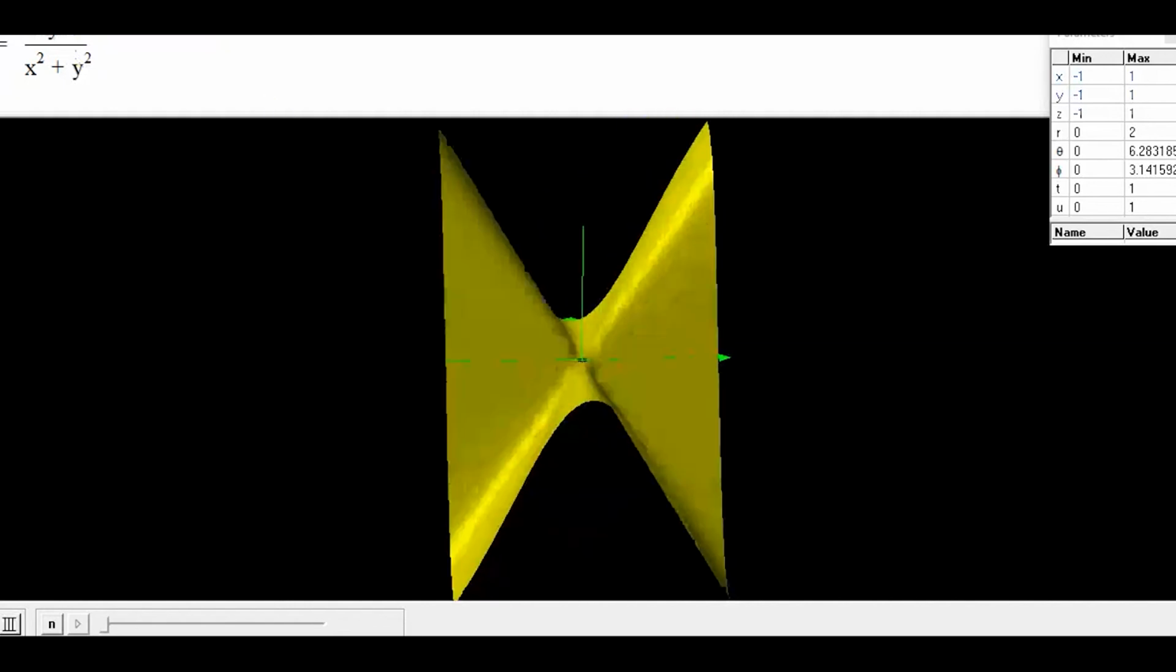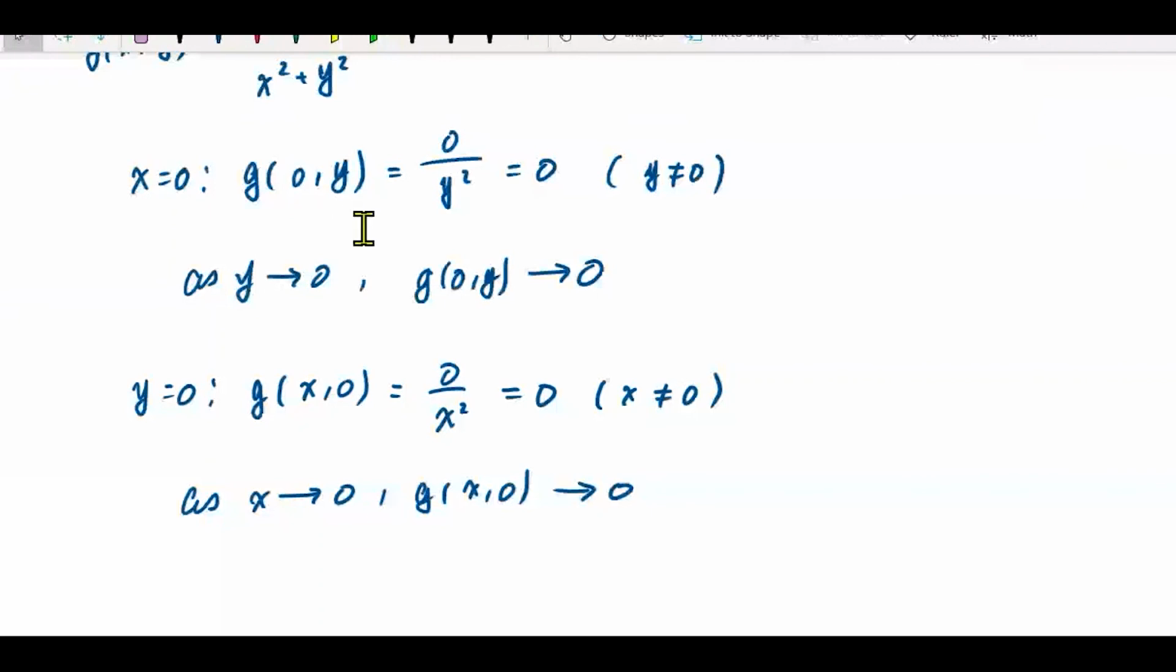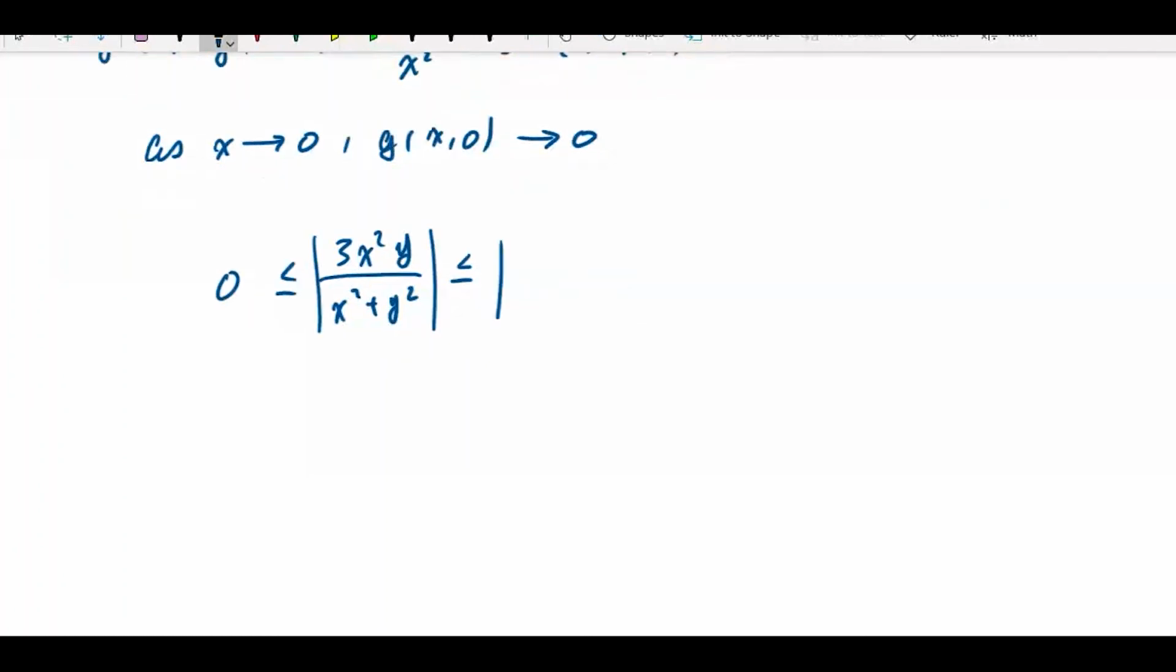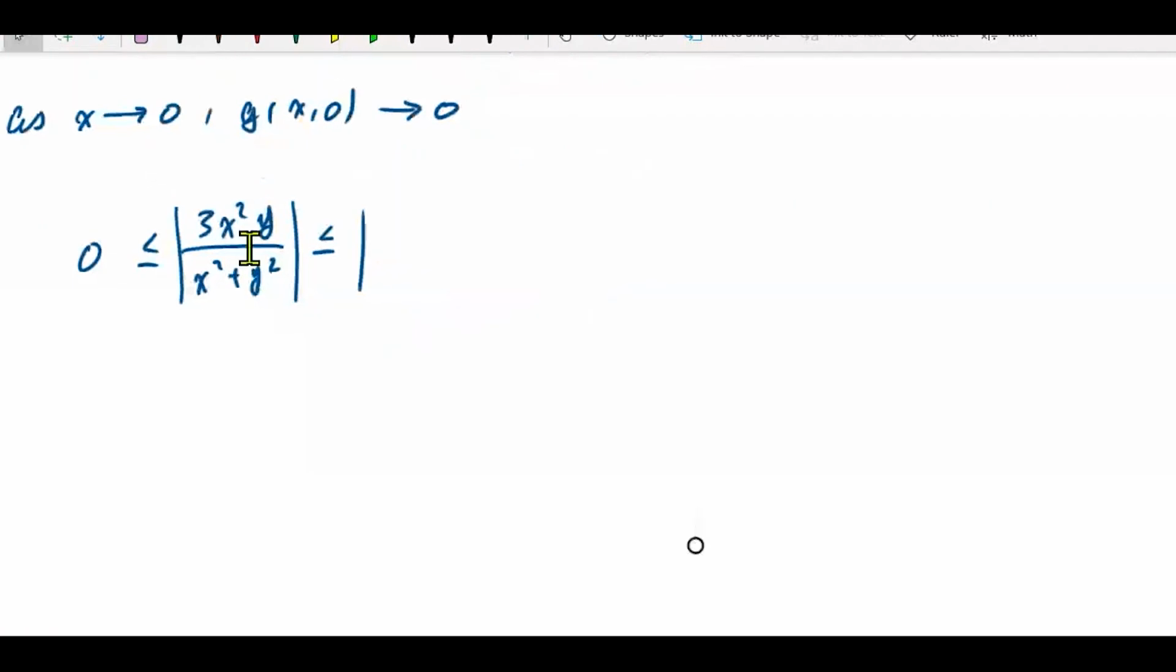But how can we show this? This is not good enough. Many people just do this on the test and say, no. Right? So there are 2 ways of doing it. One way is this. That function, which is 3x squared y over x squared plus y squared. This is between absolute value, because if any of these things could be negative, we have seen it on the graph. Now, what happens if I just make this y in the denominator 0?